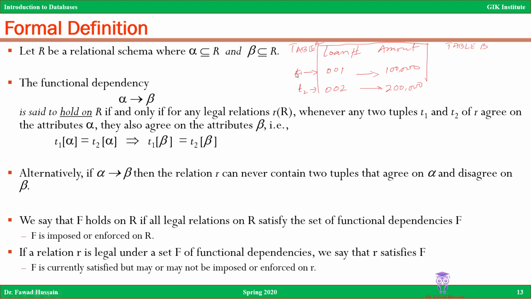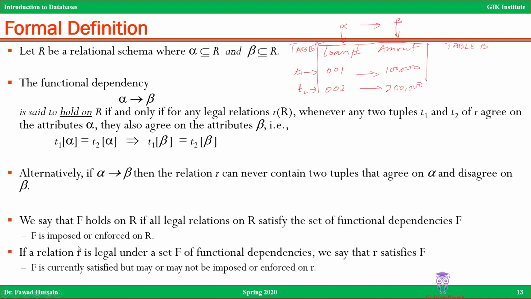If this is true for all T1, T2, then I'm going to say that this is my alpha, so loan number here, this was my alpha, and amount here, this was my beta. So alpha determines beta. So this is the formal definition of a functional dependency. We say that F holds on R if all legal relations on R satisfy the set of conditions. This F is imposed or enforced on R.